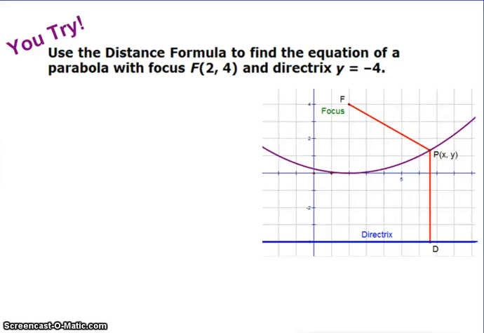Alright, welcome to part 2 of writing equations of parabolas. So if we take a look here, we have a different problem. This is focus at 2, 4. And we have a point x, y. And on the directrix, we have an x, comma, negative 4. Remember that the x is directly below the x for p.